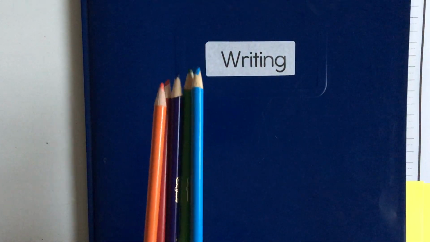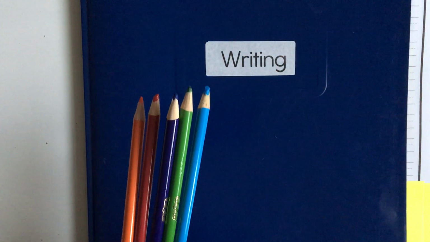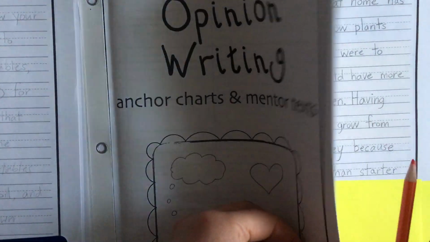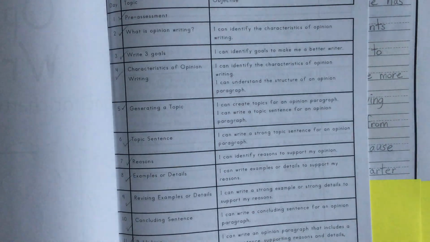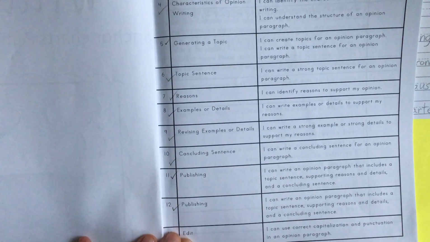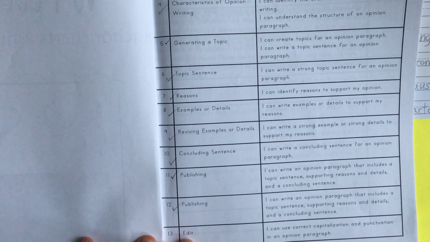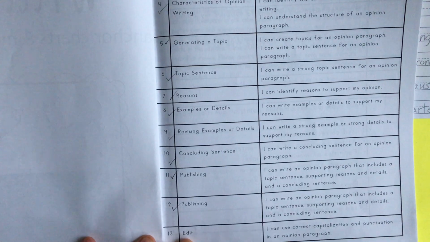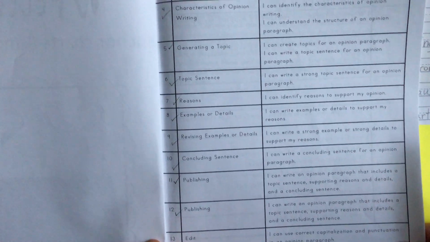Hi second graders, today you'll need your blue writing folder, a pencil, and some colored pencils or crayons in red, orange, green, blue, and purple. Today we are working on day 12, publishing. The objective is I can write an opinion paragraph that includes a topic sentence, supporting reasons and details, and a concluding sentence. We're going to pick up on where we left off yesterday.